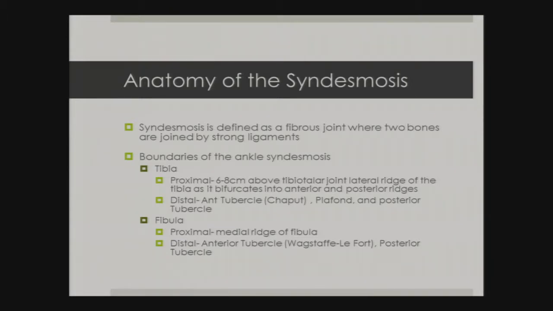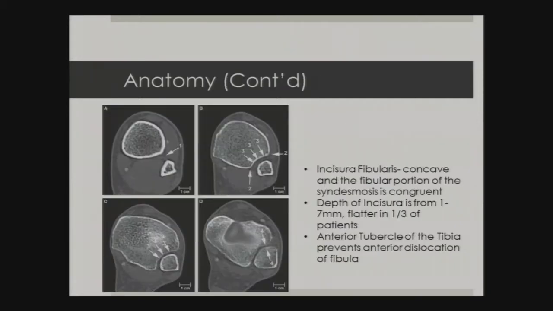As it approaches at around the same level, around 6 centimeters, it bifurcates as well. Its anterior tubercle forms the Wagstaffe-Le Fort tubercle, and then the posterior tubercle, I didn't find an eponym for that one, but the literature described it as pretty insignificant when compared to the anterior tubercle of the fibula.